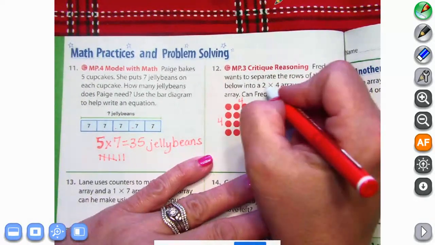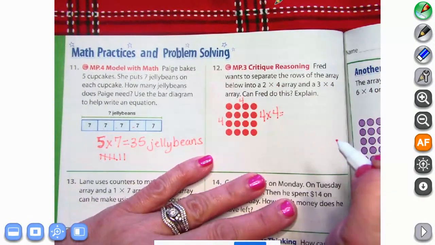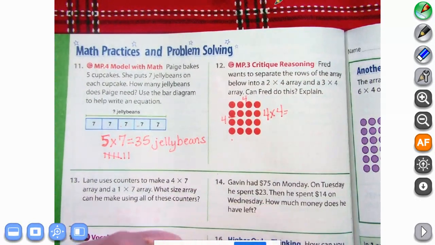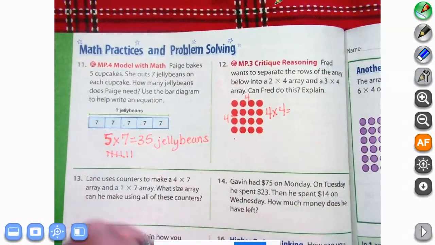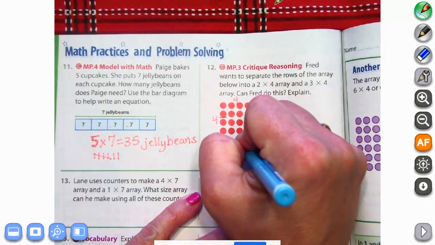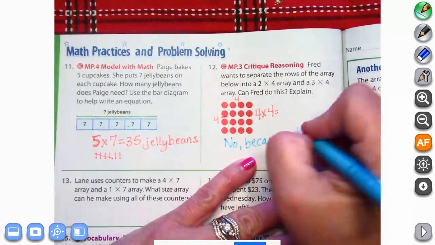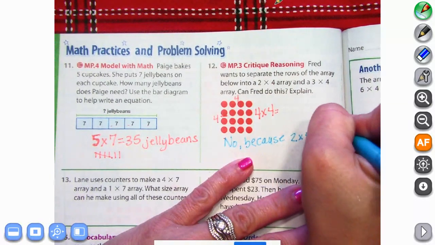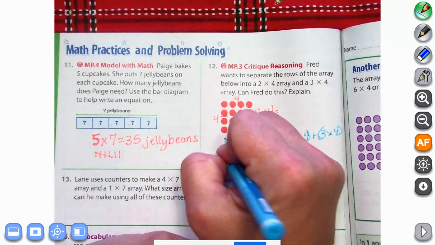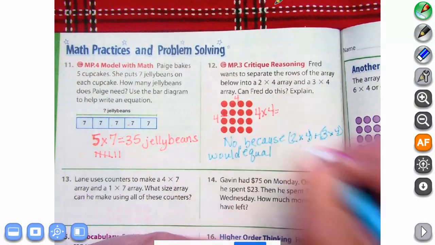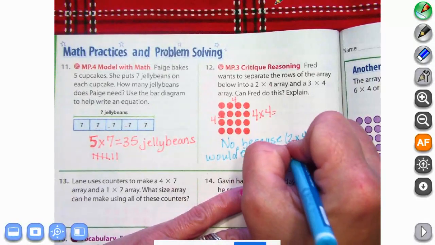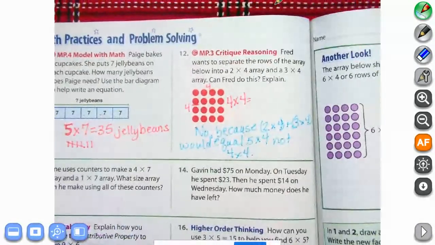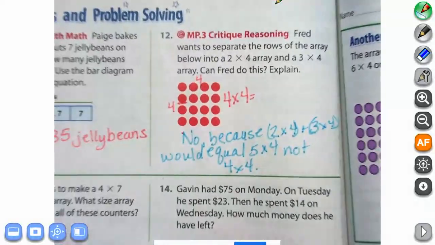Okay. He wants to break this into 2 and 3. Can he do that? Can we break this, like, if we broke this into 2 and then this would have to be 3, can that work? No, that cannot work. Because 2x4 plus 3x4 would equal 5x4, not 4x4. All right, go ahead and copy that down if you need to.